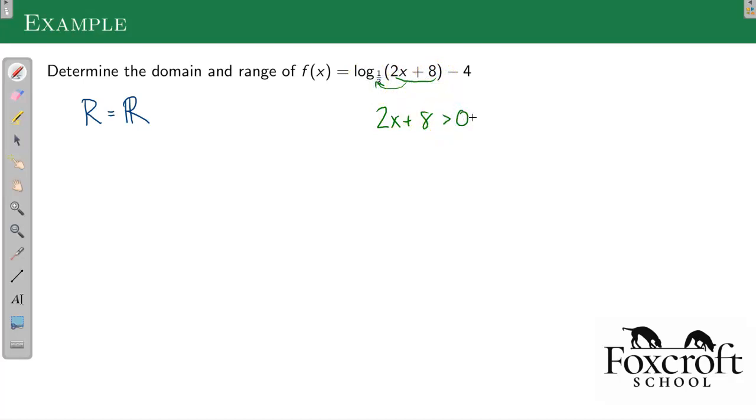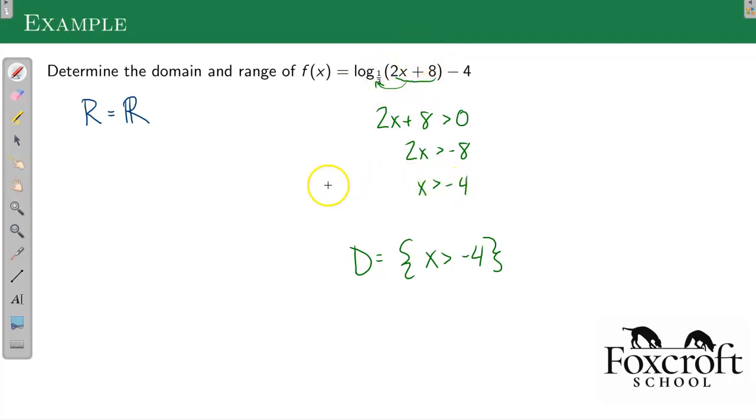So these are similar to square root questions we did a long time ago. We take the inside, we set it strictly bigger than 0, and then we can just solve this for x. So we subtract 8 from both sides and divide by 2. All right, so my domain is the set of x's that are bigger than -4. If I plug in anything bigger than -4, it forces the inside of this parentheses to be positive, which means I can actually plug it into the log. If I tried something smaller than -4, like -10, that would give me -12, and I wouldn't be able to plug that into the log because I can't plug negatives into a logarithm.